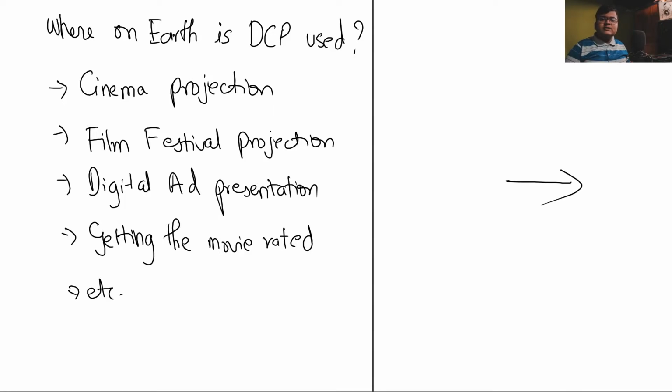Now let's see where DCPs are used. Mainly it's used in cinema projection, film festival projection, digital ad presentation, and getting the movie rated. Like in India it's the CBFC, in the US it is PG-13, like that. And many more things.